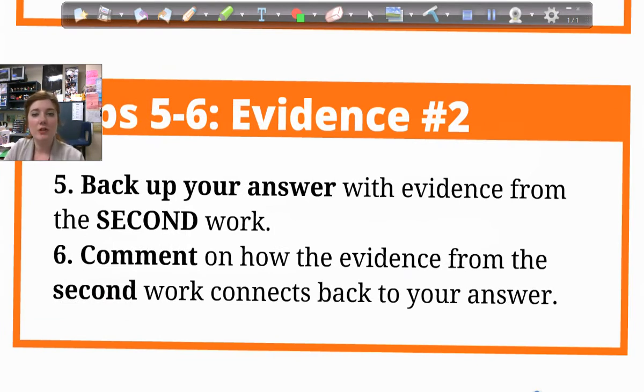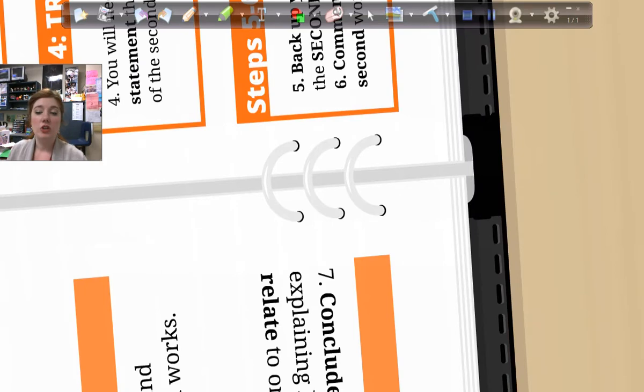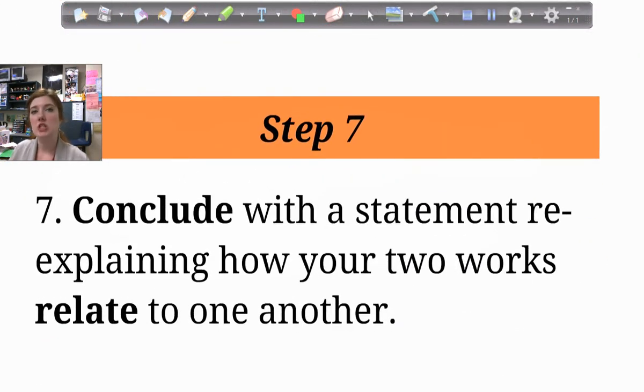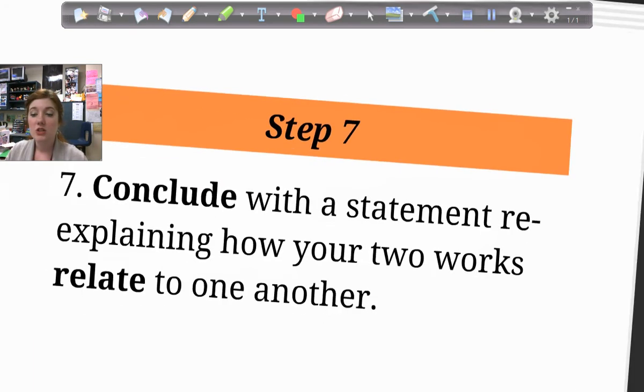Now, very importantly next, you need to have follow-up that your first ACE from the first selection with your second ACE, the second selection. Another quote, right? That's the thing with SARs. You have to have quote from 1, quote from 2. So, back up your answer with evidence from the second work, and leave an explanation on how that evidence connects back to your answer. And then, you got to remember that this is all about interpreting this for the reader, right? So you have to conclude everything with a statement explaining how those two works relate to one another. So let's take a look at an example.